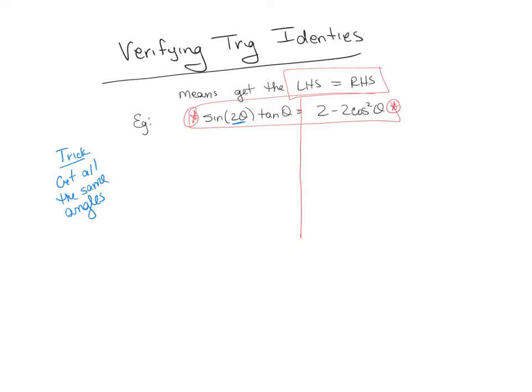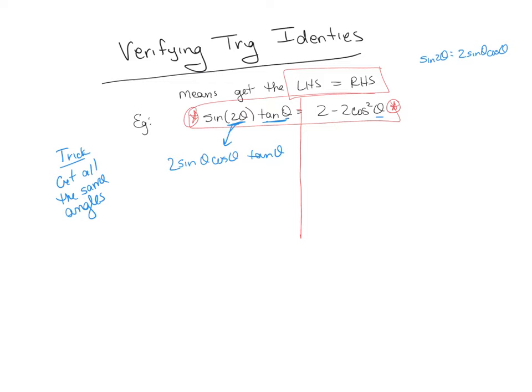So here I have a sine 2 theta, but notice everything else is thetas. Well, let's rewrite sine 2 theta in terms of theta. So remember, sine 2 theta is sine, cosine, cosine, sine. And so sine 2 theta is 2 sine theta cosine theta. So let's rewrite this, and I have a 2 sine theta cosine theta. Okay, that's my sine 2 theta times tangent theta.